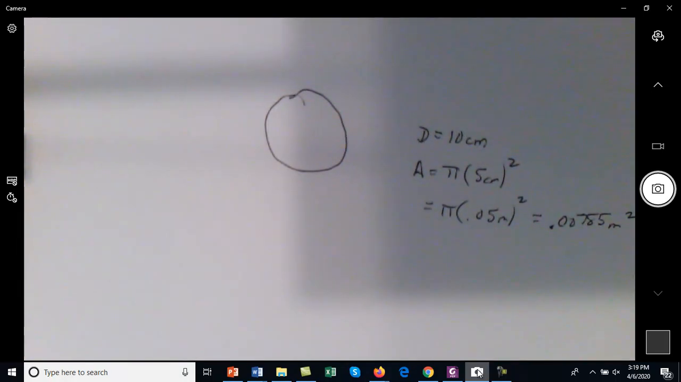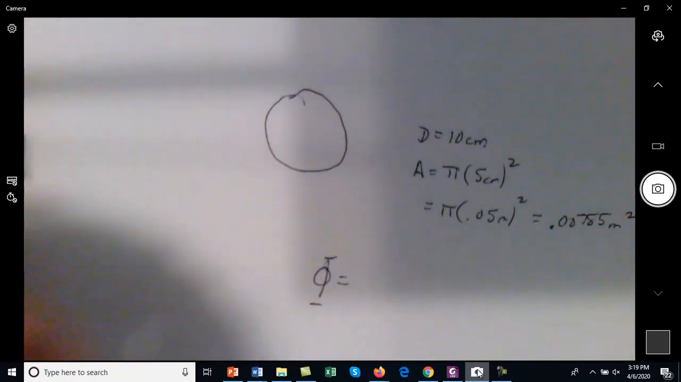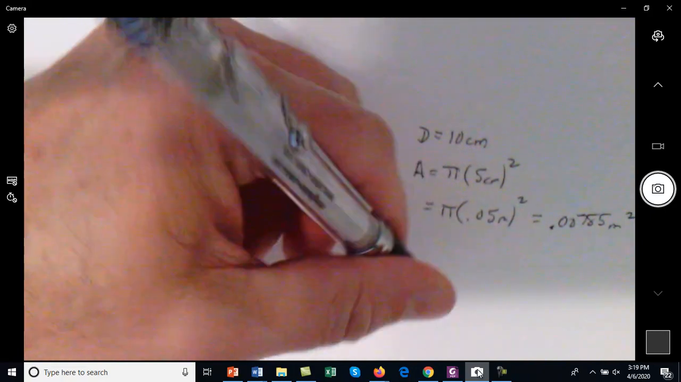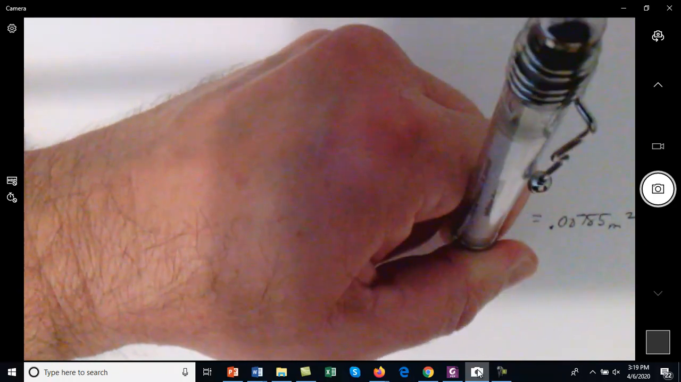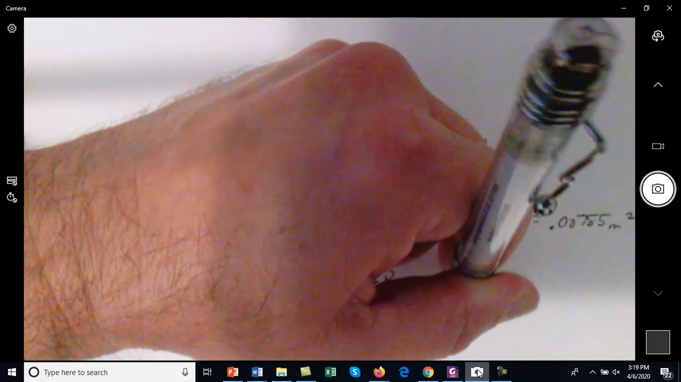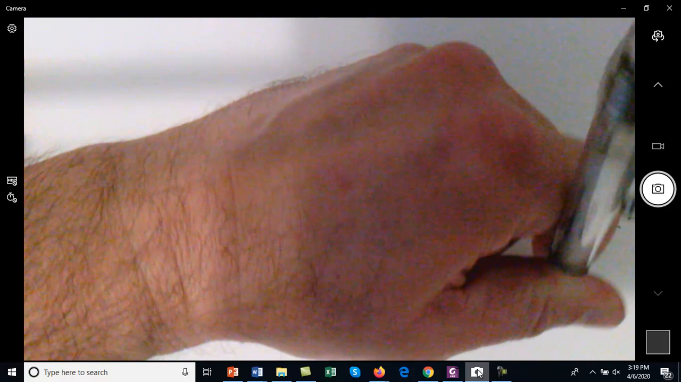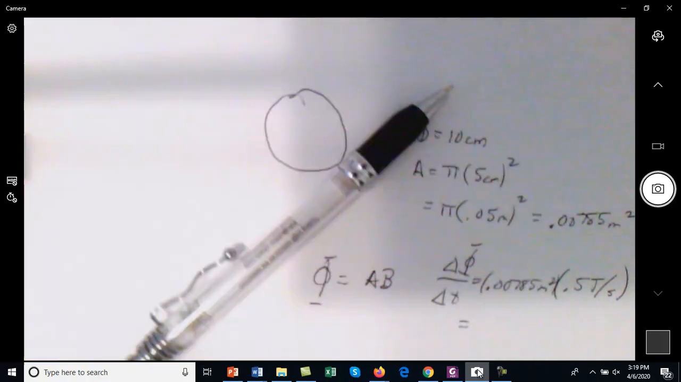Okay. And our flux is equal to A times our magnetic field, and delta flux over delta t is going to be equal to our area times our change in magnetic field per time. So that's 0.5 Teslas per second.